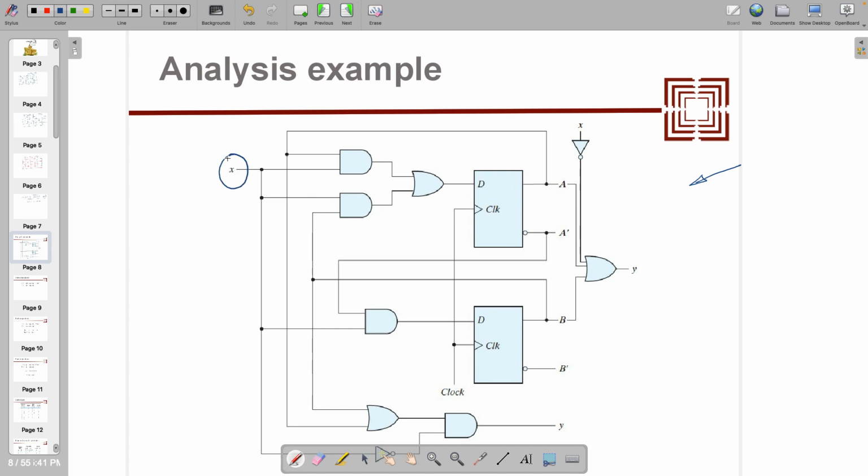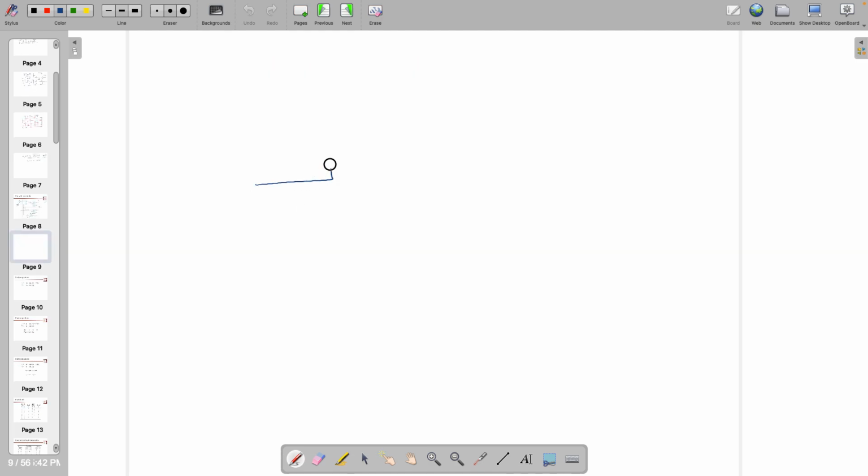X here is an input. You can see there are two flip-flops, D flip-flops, right? And there is a clock. The clock is connected to both the flip-flops simultaneously, so this is a synchronous circuit, first of all, right? Second thing is, as there is no bubble, this is a positive edge triggered clock, right? Whenever the clock goes from 0 to 1, that's the meaning of that.